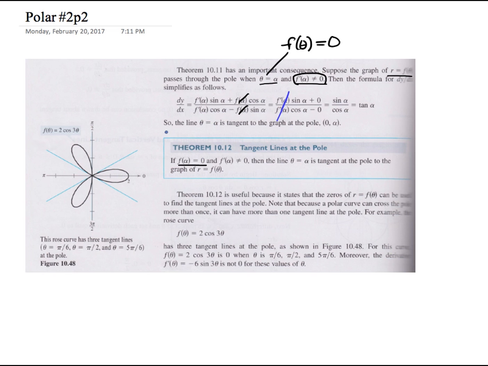So the book says the line theta equals alpha is tangent to the graph at this point. Now let's remember that we're in polar coordinates and not Cartesian. So this is a radius of 0, so we're at the pole, and an angle of alpha, which is the parameter theta, the polar angle coordinate. So let's just visualize. We've got a nice picture over here. If we think about an angle, we're calling it alpha, right?